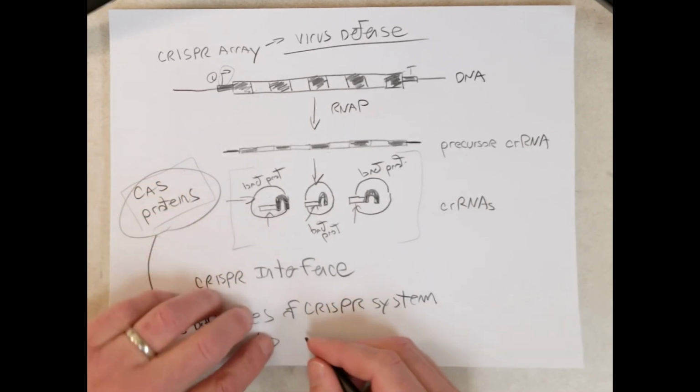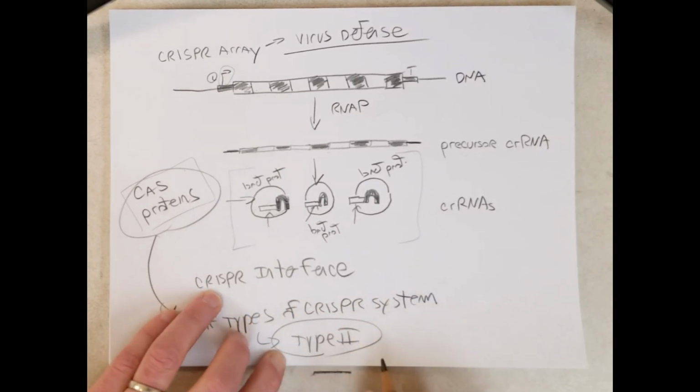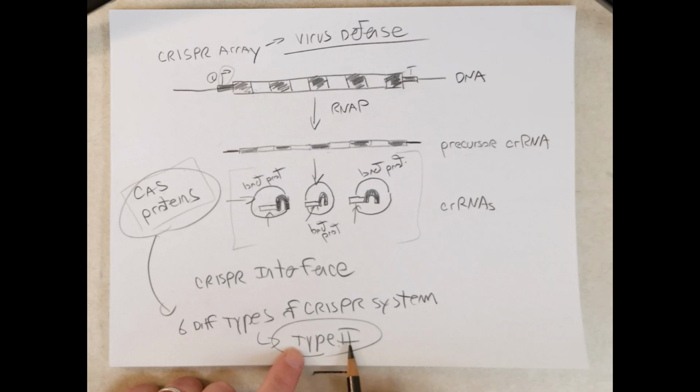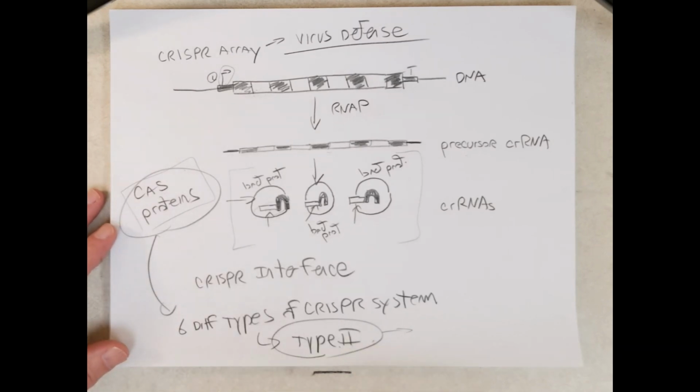We are going to talk about the type 2 system because this is the system that is used by geneticists around the world to engineer genomes, and it's a really useful system, and it's even led to the first genetically engineered humans, which we're going to talk about in a later video. Okay, so I will see you in the next video where we talk about the type 2 CRISPR system.